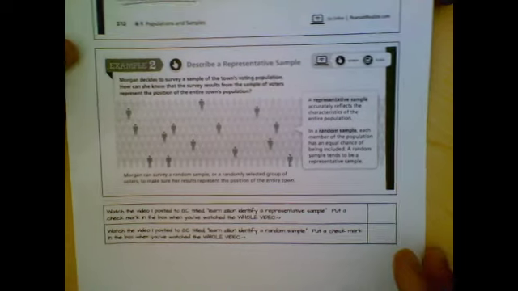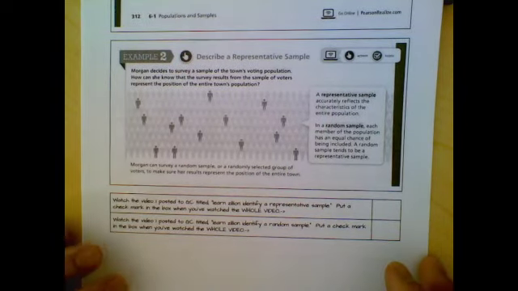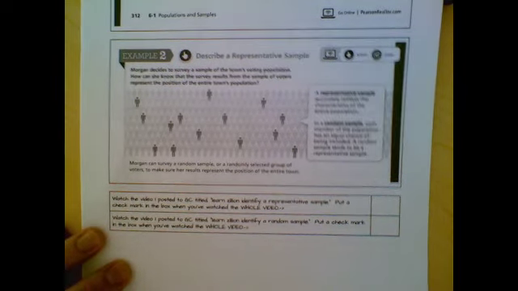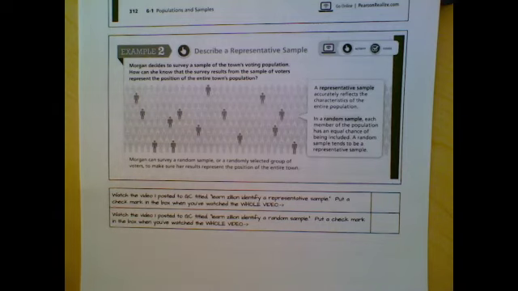As always, you can pause the video if something's going too fast or if you didn't write something down. Moving on to describe a representative sample. Morgan and her friends decide to survey a sample of the town's voting population. How can she know that the survey results from the sample of voters represent the position of the entire town's population?